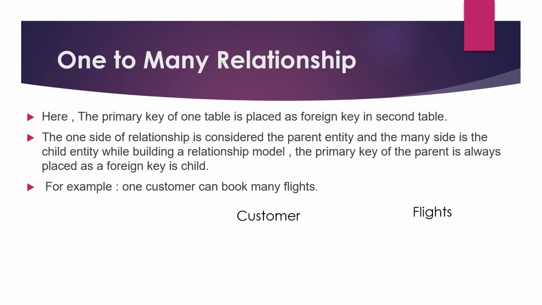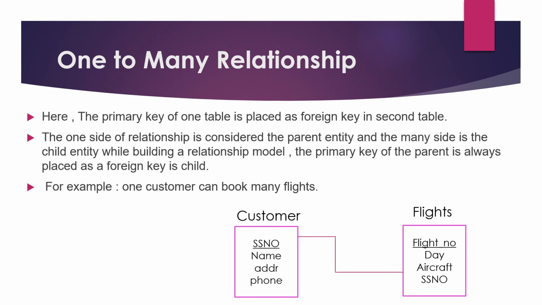Then next is the one to many relationship. Here the primary key of one table is placed as a foreign key in the second table. The one side of the relationship is considered the parent entity and the other side is the child entity. While building a relationship model, the primary key of the parent is always placed as the foreign key in the child. For example, one customer can book many flights. So here we can use a one to many relationship.